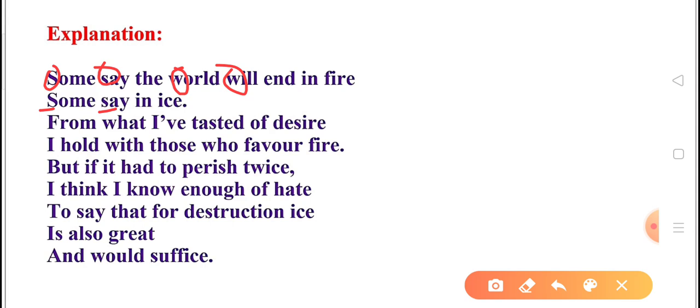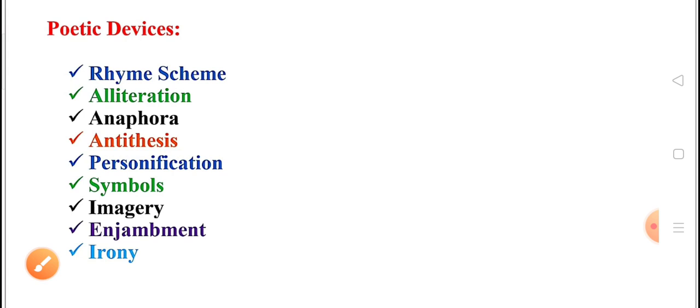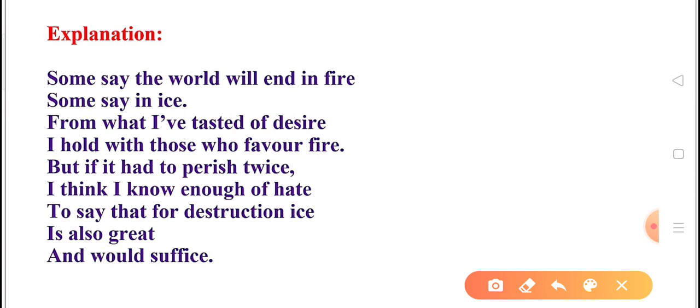Next poetic device is anaphora. In anaphora, consecutive lines begin with either the same word or the same phrase. So let's see what is over here. The first line begins with "some say," so this phrase is there, and the second line also begins with the same phrase. So when the same word or same phrase starts the consecutive lines, that is called anaphora. Over here this is the beautiful example of anaphora.